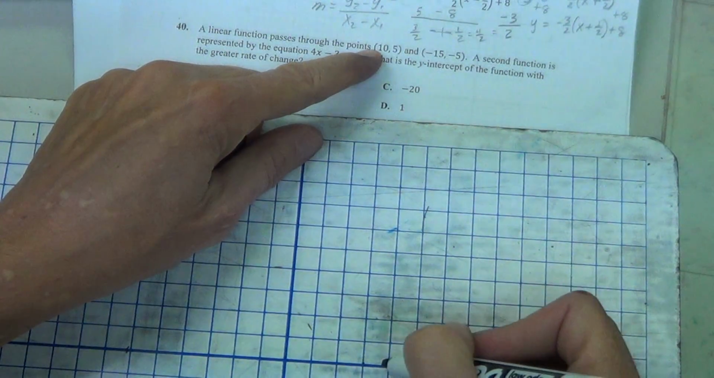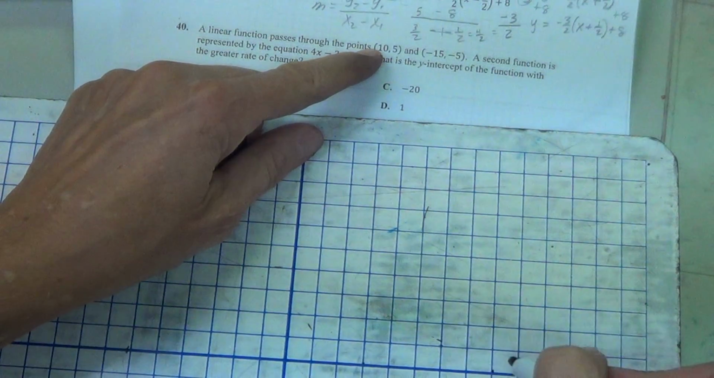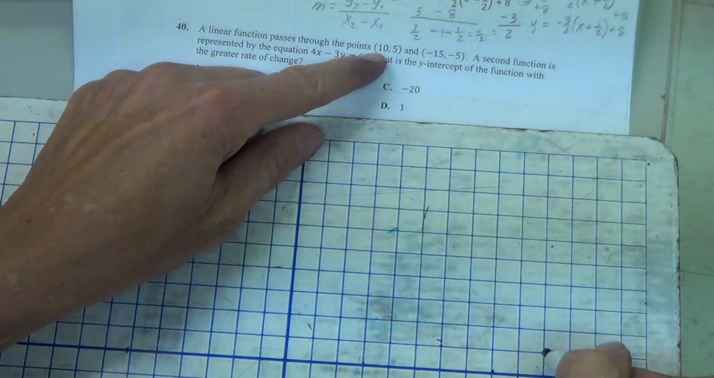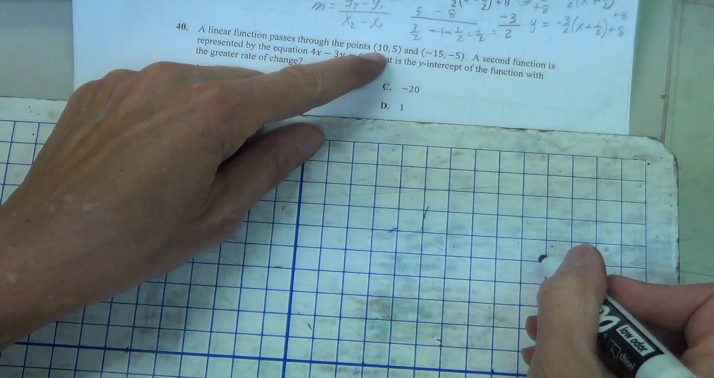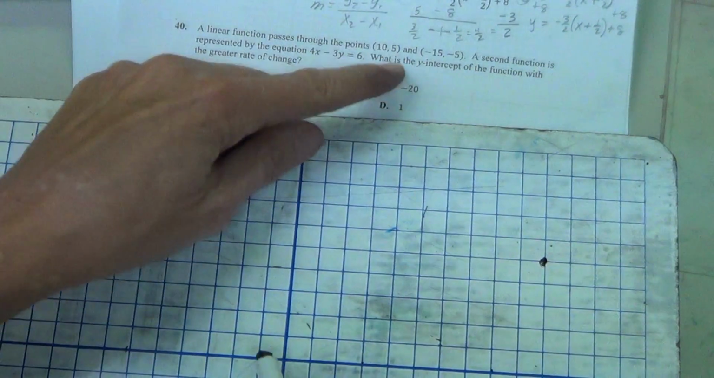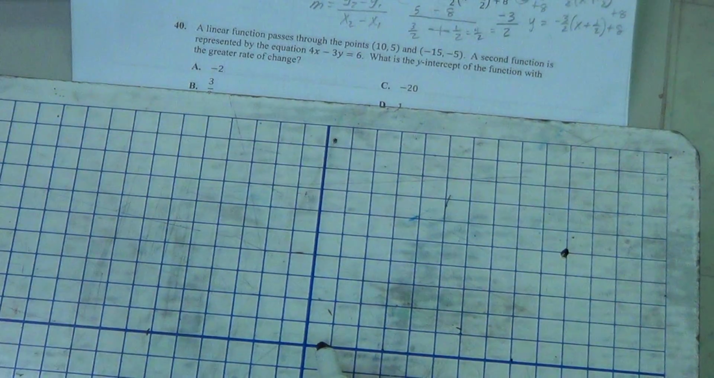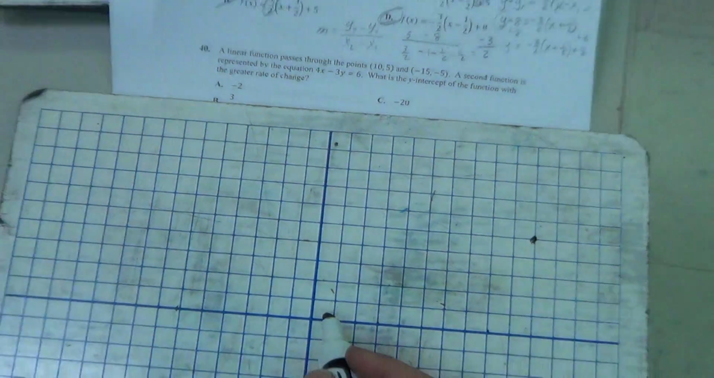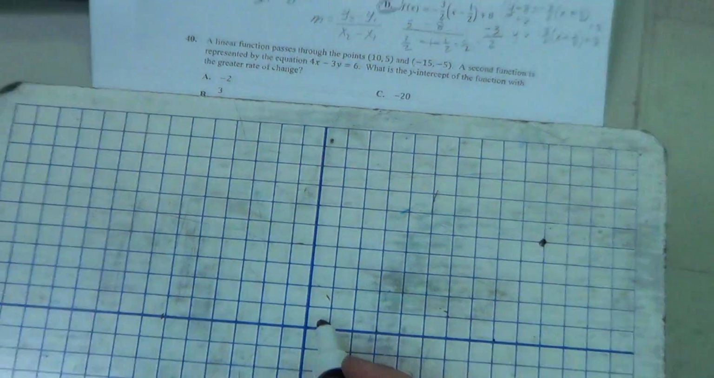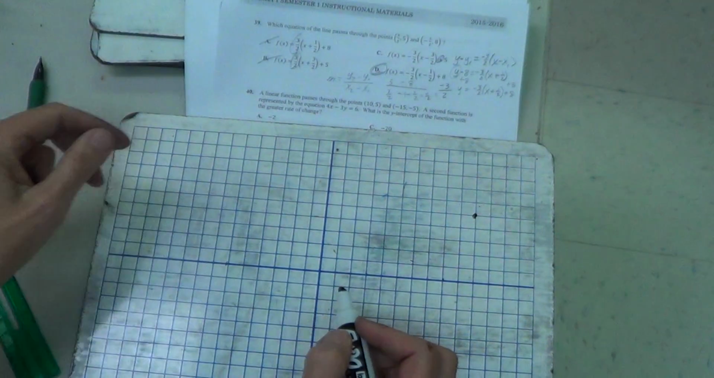1, 2, 3, 4, 5, 6, 7, 8, 9, 10, 5. There it is. And negative 15, 5. This one will be hard to show on my camera shot. Let me get it out there a little bit more.